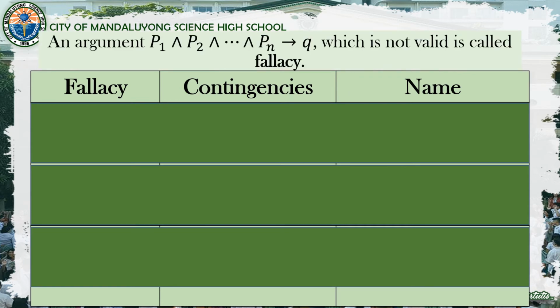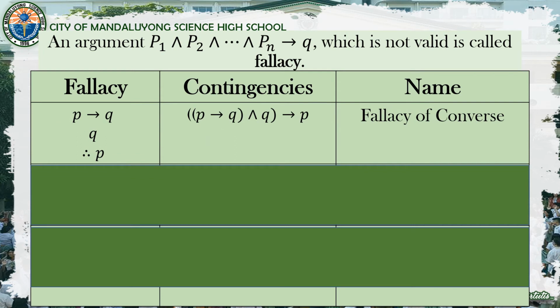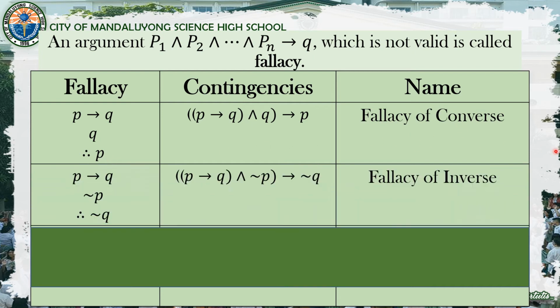An argument, premise 1 and premise 2 and ellipsis until the premise n implies Q, which is not valid, is called fallacy. Okay, so these are the following fallacies. So the first one, we have here, itong P implies Q and Q, therefore P. So this is a fallacy of converse. Next, we have here P implies Q and not P, therefore not Q. This is known as the fallacy of inverse.